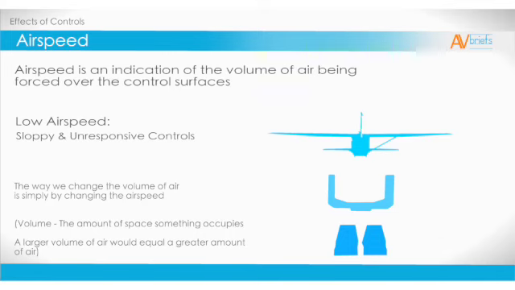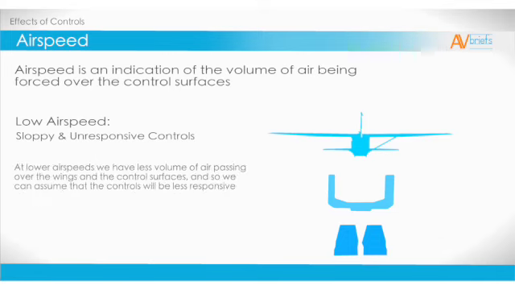Low airspeed equals sloppy and unresponsive controls. At lower airspeeds, we have less volume of air passing over the wings and the control surfaces. And so we can assume that the controls will be less responsive.